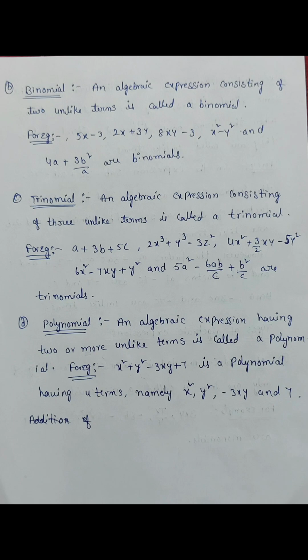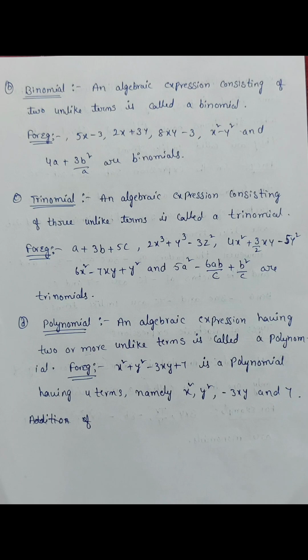Polynomial. An algebraic expression having two or more unlike terms is called a polynomial. For example, x square plus y square minus 3xy plus 7 is a polynomial having four terms, namely x square, y square, minus 3xy and 7.